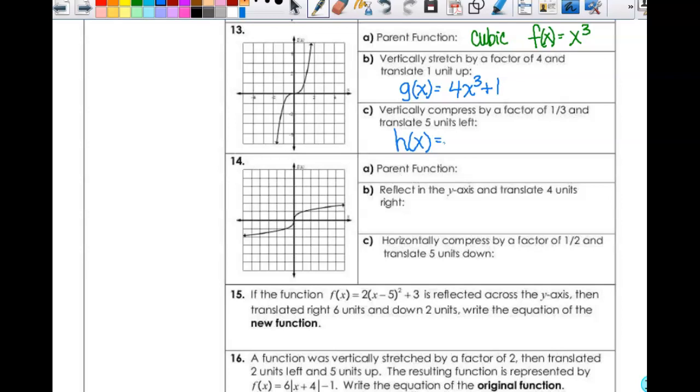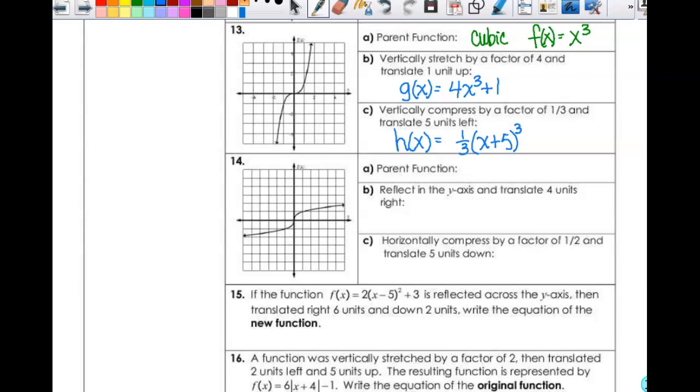Okay, so vertically compressed means we're affecting y, so it happens after the cubing. Translating it to the left happens before you cube it. So I know that this 1/3 will be on the outside. 5 units left, x lies, so it has to be x plus 5 cubed. Okay. Do we agree with that one? Any questions at all?